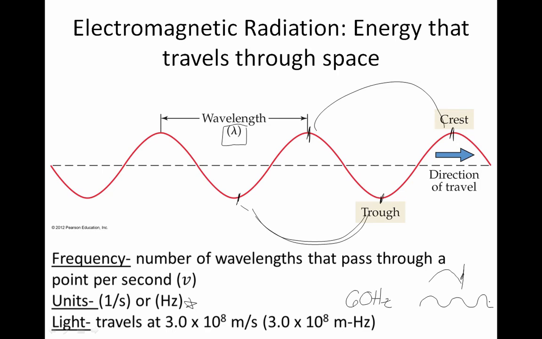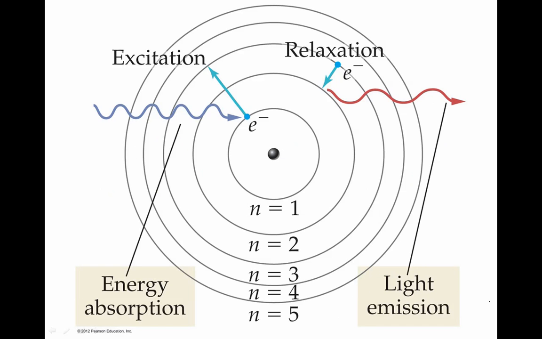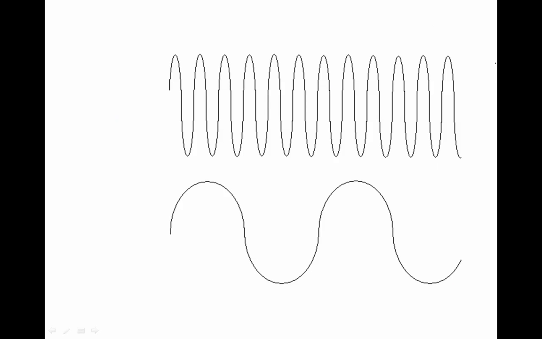Light travels extremely fast, 3 times 10 to the 8 meters per second. So that's the distance that it travels every single second, if you can imagine that. That's why light is so fast. Okay, so those are the main terminology. So when we're talking about that, we want to be concerned about this distance here, and then also, does it have a really high frequency, or does it have a really low frequency? Alright, let's look further at this then.